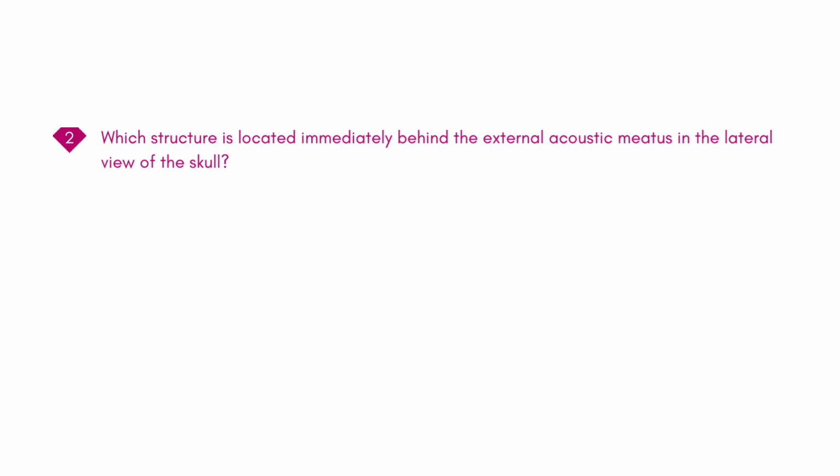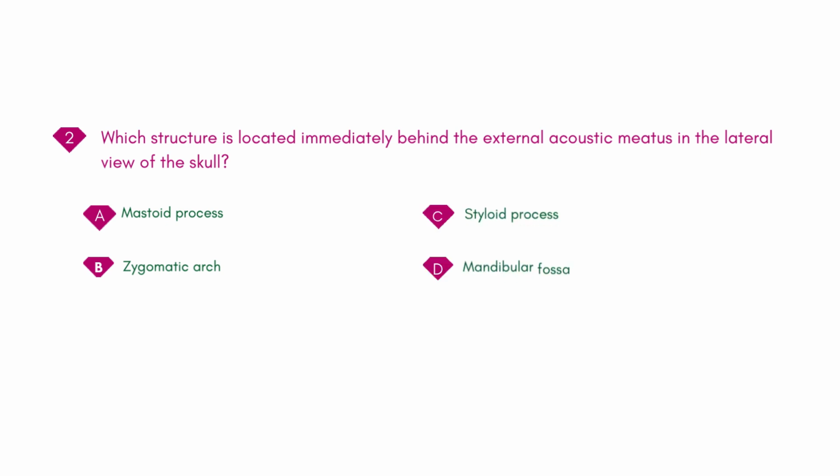Which structure is located immediately behind the external acoustic meatus in the lateral view of the skull? A. Mastoid process. B. Zygomatic arch. C. Styloid process. D. Mandibular fossa. Answer: A. Mastoid process.